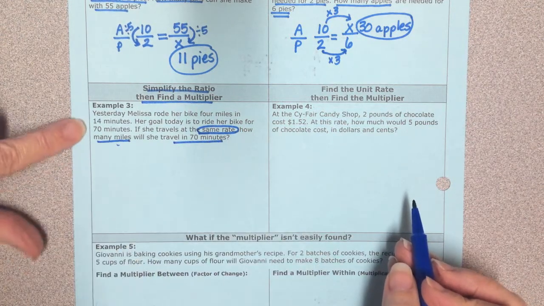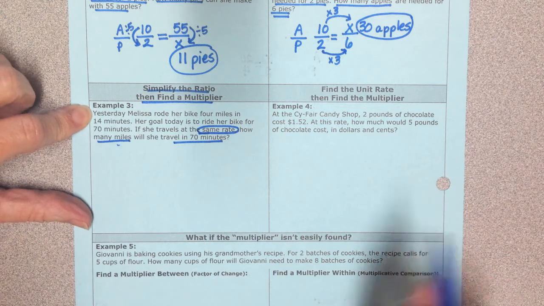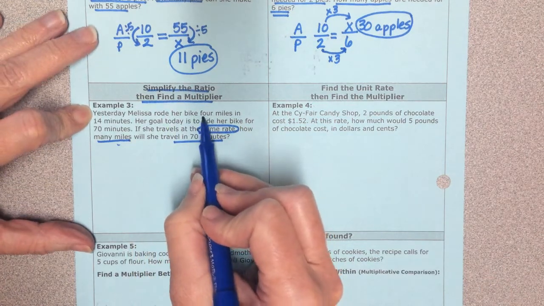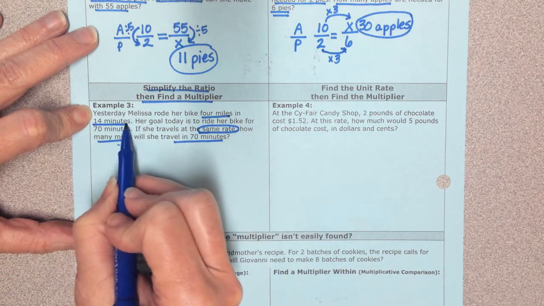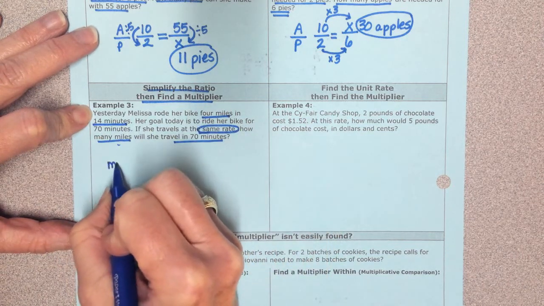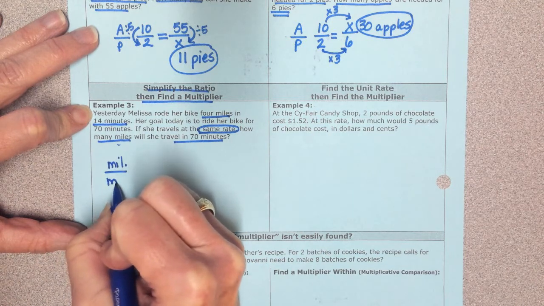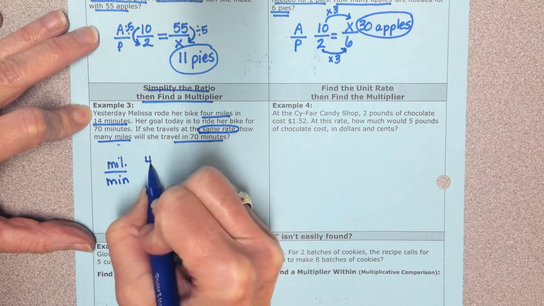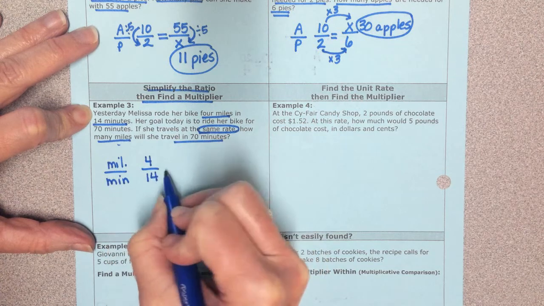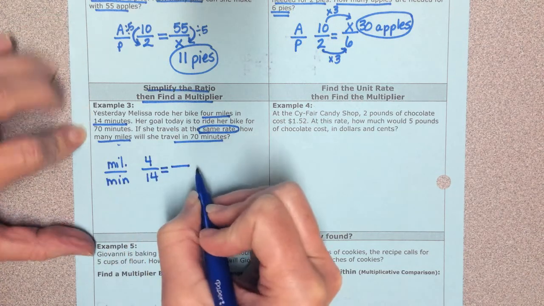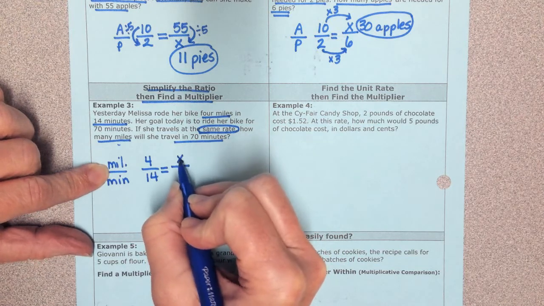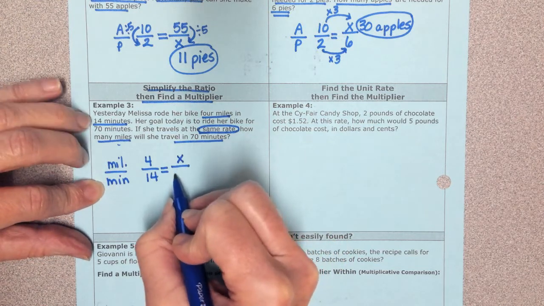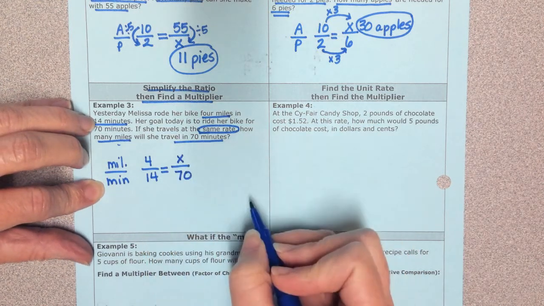Okay? So let's go back and get our information. The first thing they told me was she rides 4 miles in 14 minutes. So we're comparing miles to minutes. We know we can go 4 miles in 14 minutes. But we want to find out how many miles, so I've got to put an X for the miles because I don't know that, in 70 minutes.